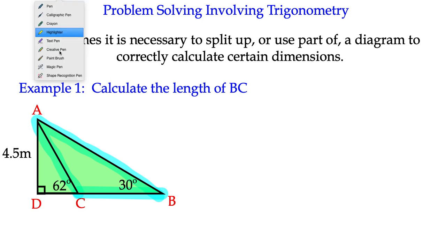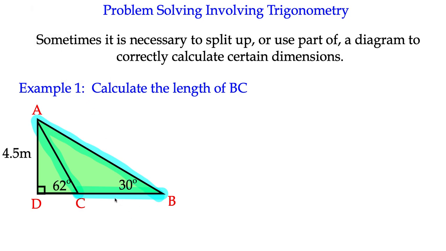So the first thing I'm going to do is give BC a letter name like X, just so that we don't have to call it BC. And the second thing is to try now and work out what we're going to do. So we want to work out the length of X. I'll just get rid of these lines there. We want to work out the length of this line.